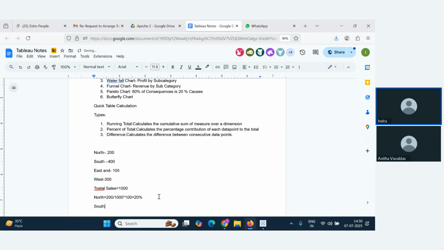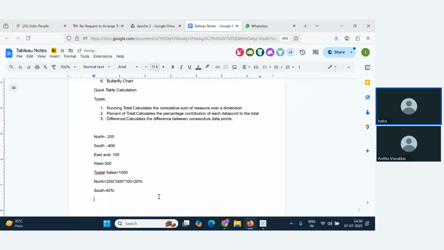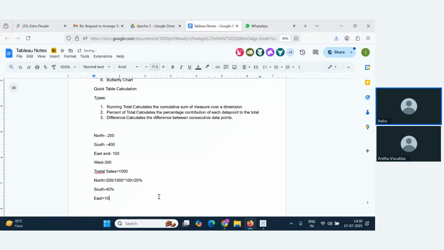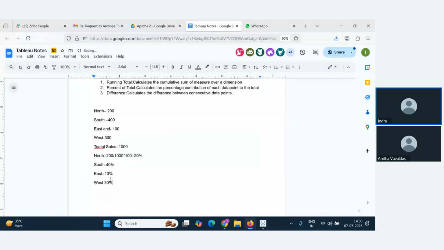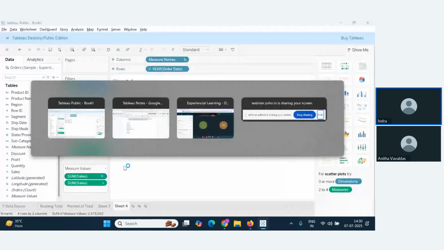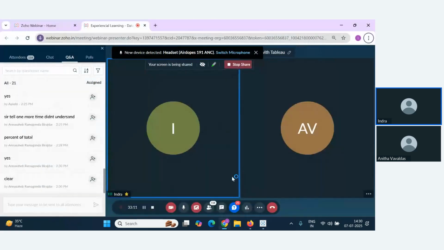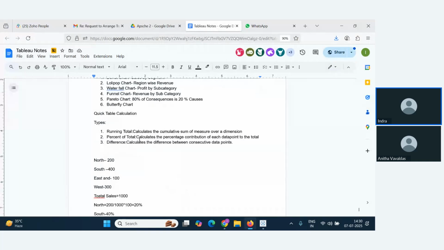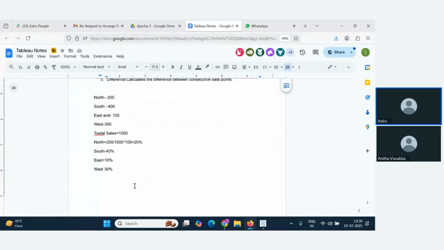Similarly, for south, it will be calculated as 40%, east 10%, and west 30%. This basically shows the percentage contribution in the total sales. Yes or no? Now is it clear? This is the percentage contribution in total sales. Clear? That is what it means. You can see here, it calculates the percentage contribution of each data point to the total. Okay. Such a simple thing.